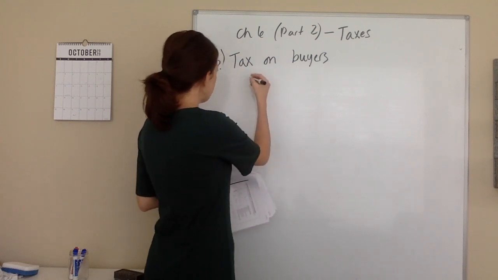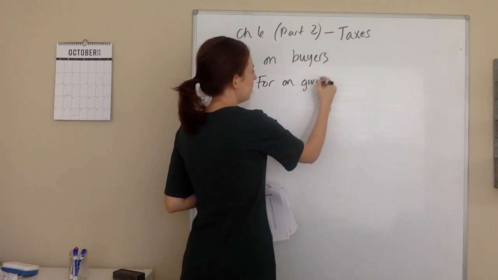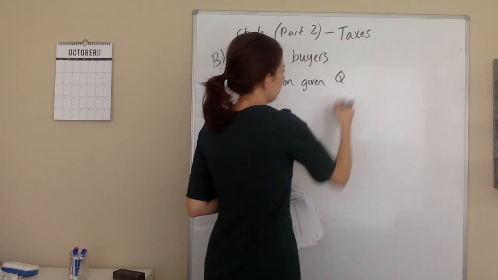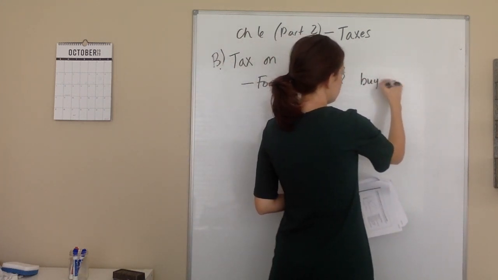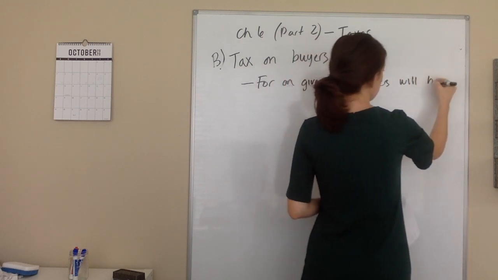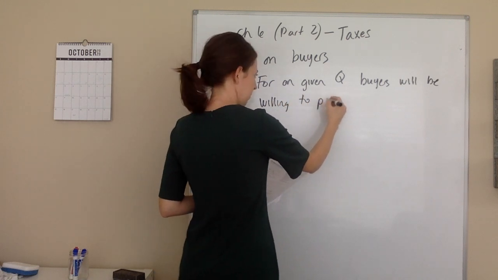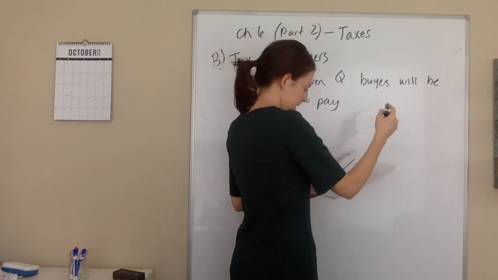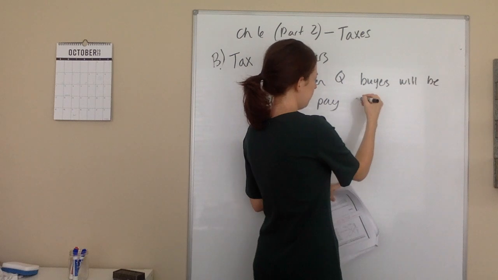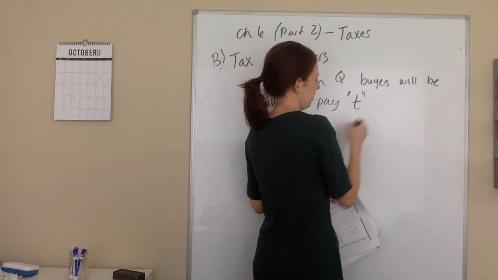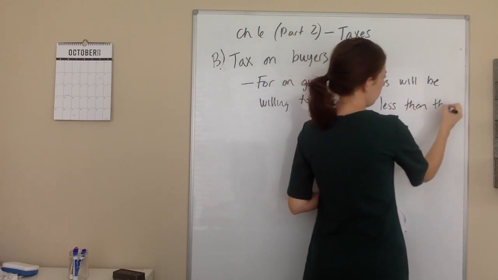So, for any given quantity of cars, buyers will be willing to pay T, the tax amount, less than they were before.